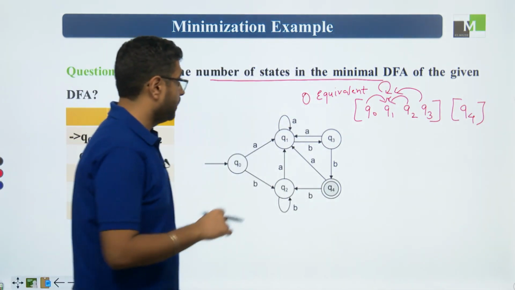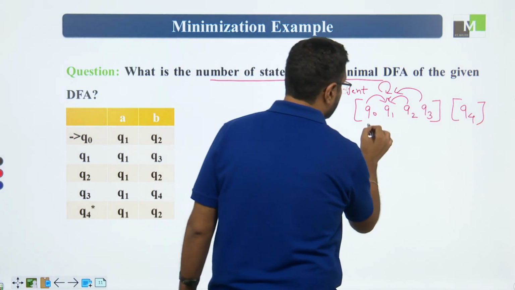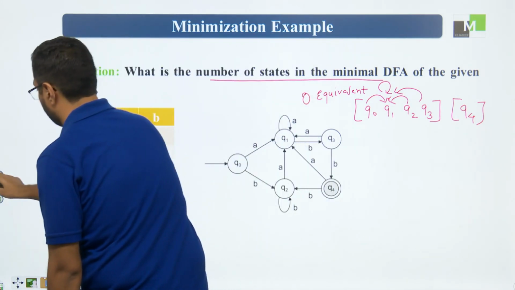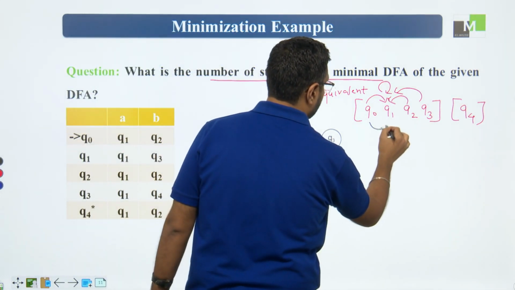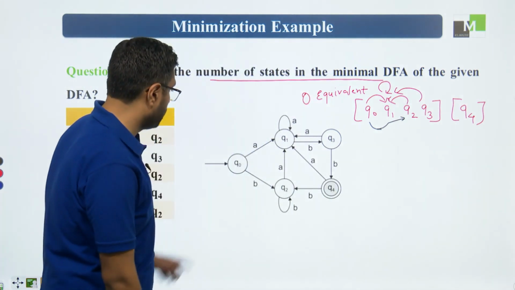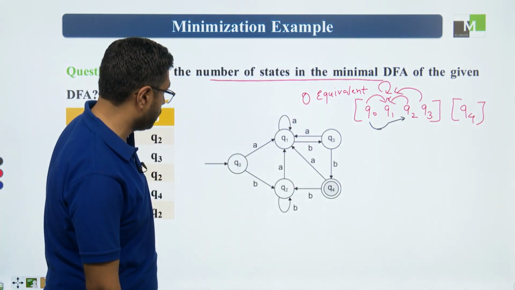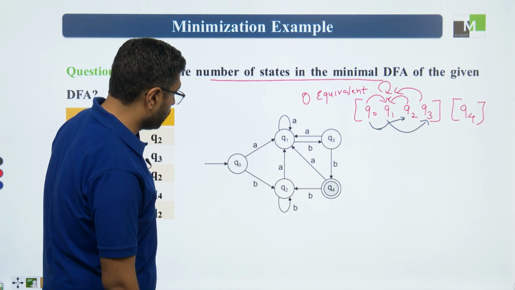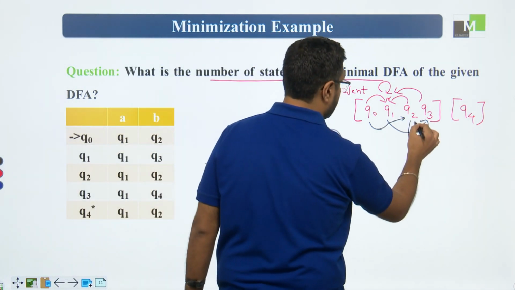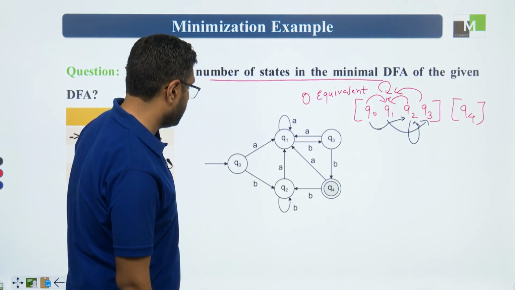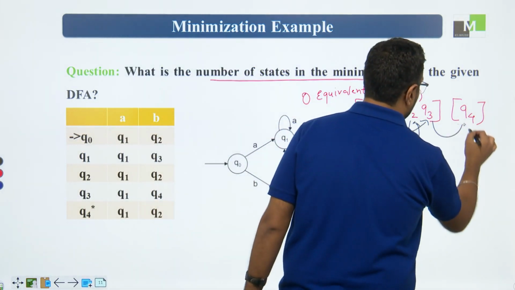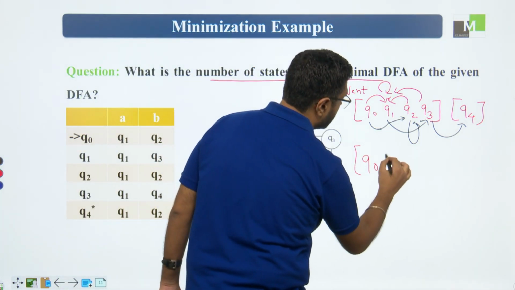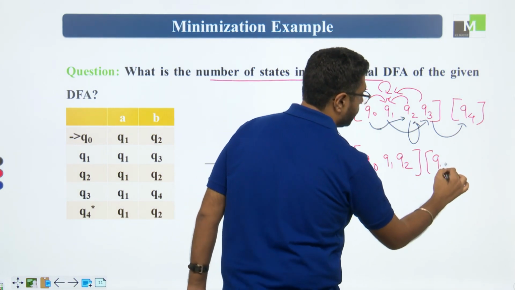Now what about B? Q0 on B is going to Q2, Q1 on B is going to Q3, that's also the same set behavior. Now, Q2 on B is going to Q2 itself, again the same set behavior, but Q3 on B is going to Q4, which is a different set behavior. So we will separate Q3 because it has a different set behavior. So what we will do is Q0, Q1, Q2 together, Q3 separated, then Q4 separately.